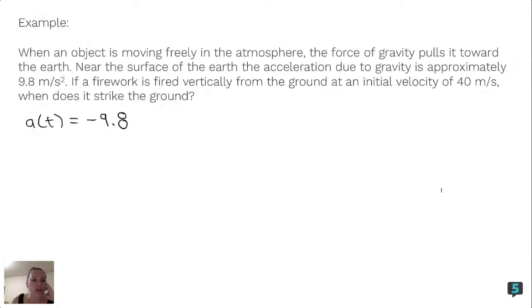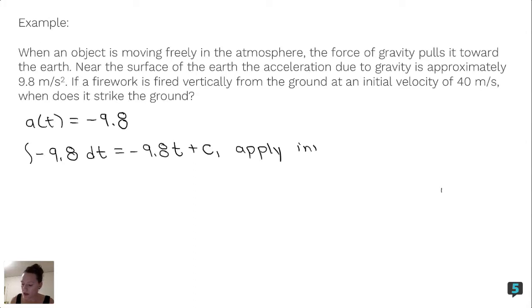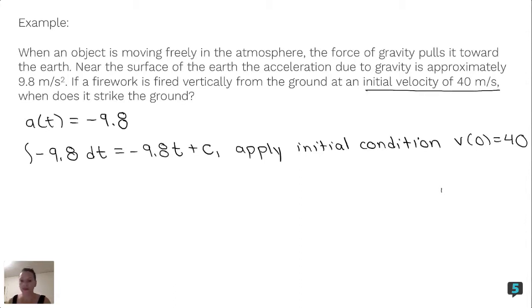First thing we need to do with that a of t is integrate it to find our velocity, and then integrate that to get our position. If we integrate negative 9.8 dt, we're going to get negative 9.8 t plus a constant, and let's call that constant C1. We now need to apply our initial condition, which they give me, that says V of 0 is 40. It says right here that it is fired vertically from the ground at an initial velocity of 40 meters per second.